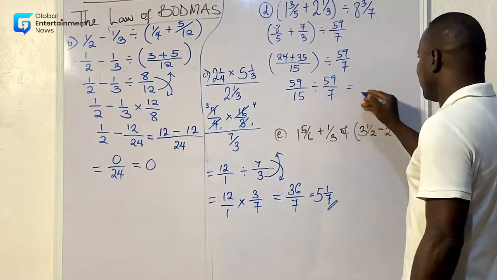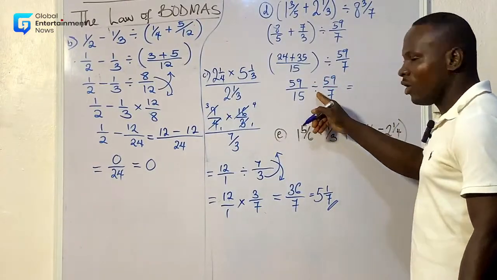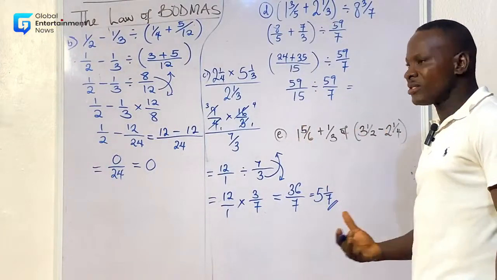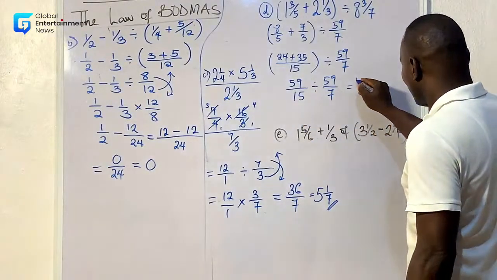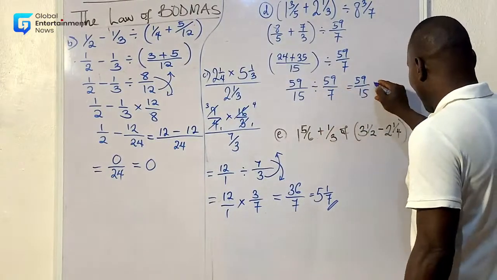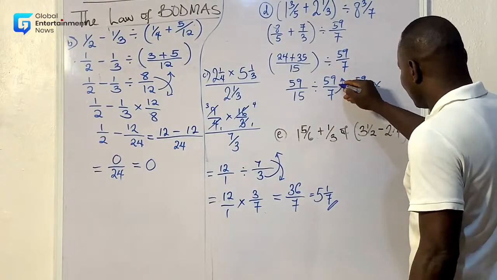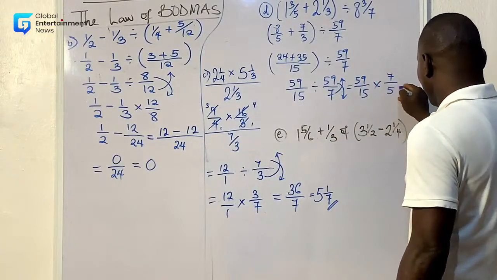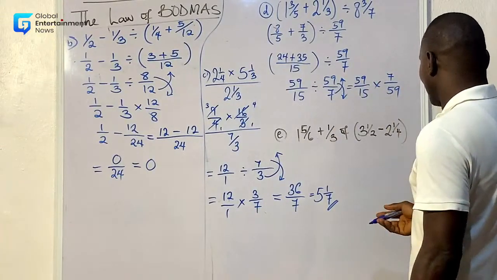So what do we need to do now? Looking at this operation, we have division. We have to change it to multiplication. Now let's change it. We have 59 over 15, it will change to times. And what is going to happen to this? They will swap. We are now going to have 7 over 59.